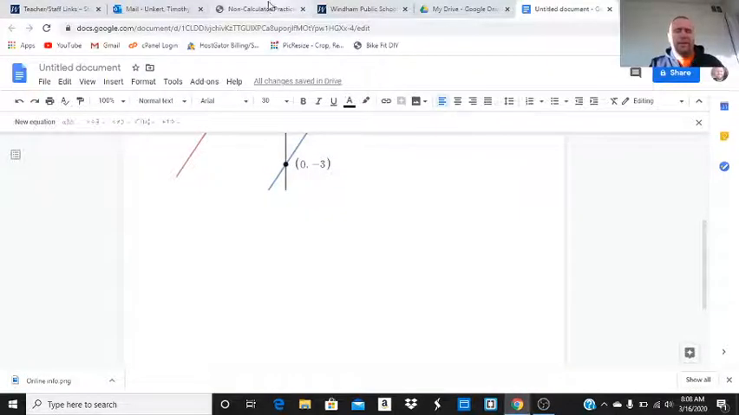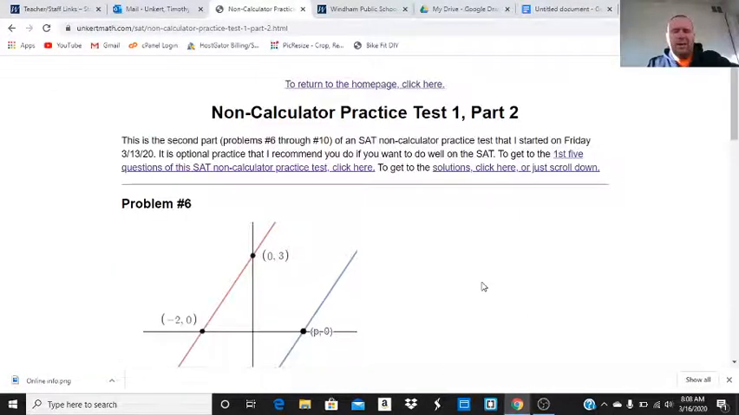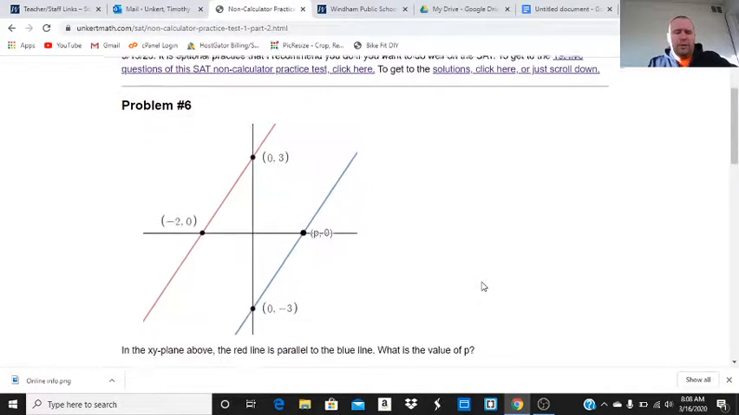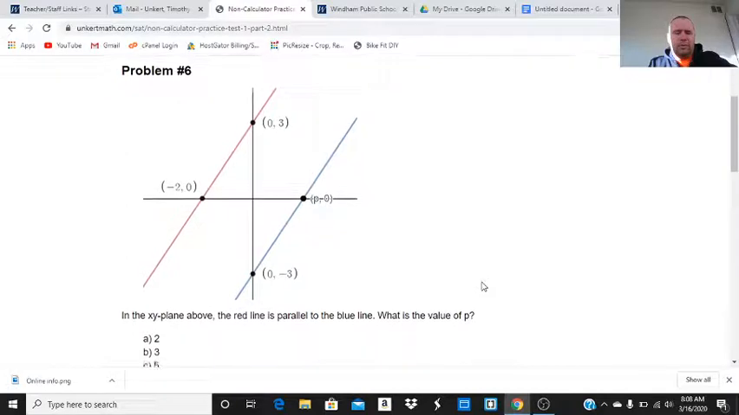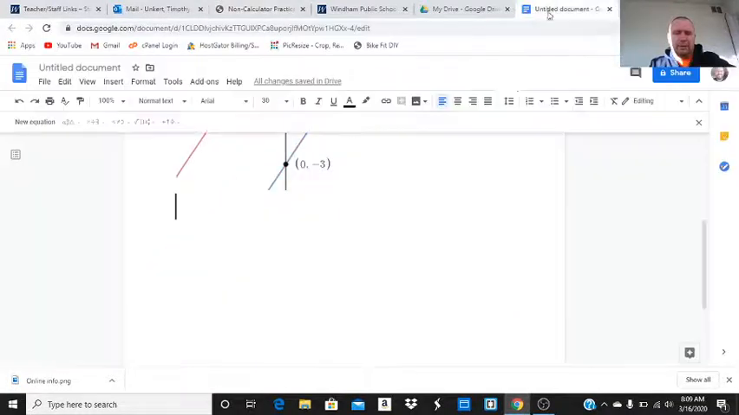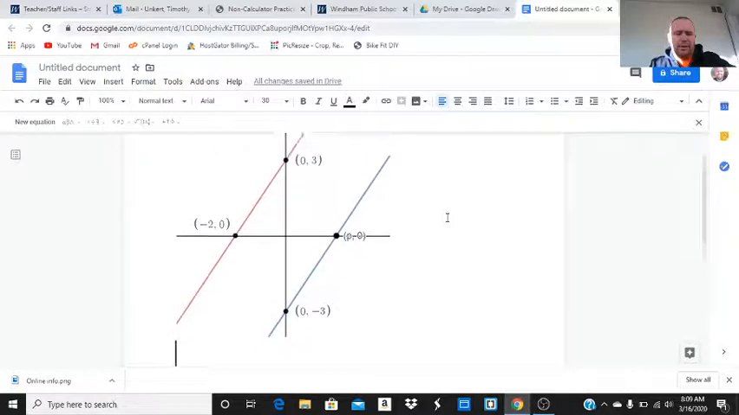Okay, so I'm going to cover the non-calculator practice test 1, part 2, starting with problem 6. We have this graph here, and it says in the xy plane above, the red line is parallel to the blue line. What is the value of p? First we're going to find the slope of the red line, then set it equal to the slope of the blue line and solve for p.